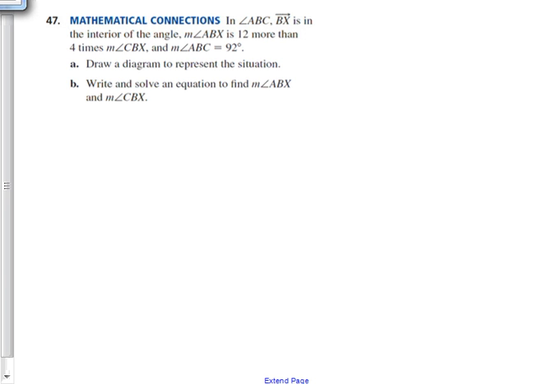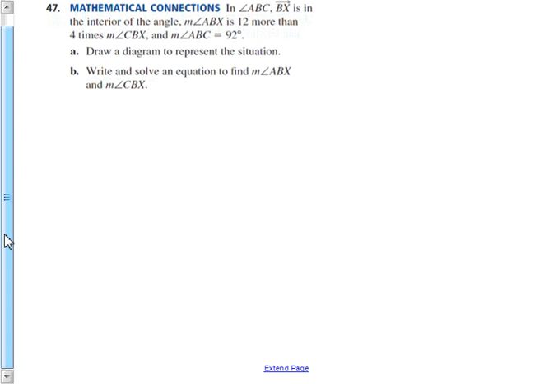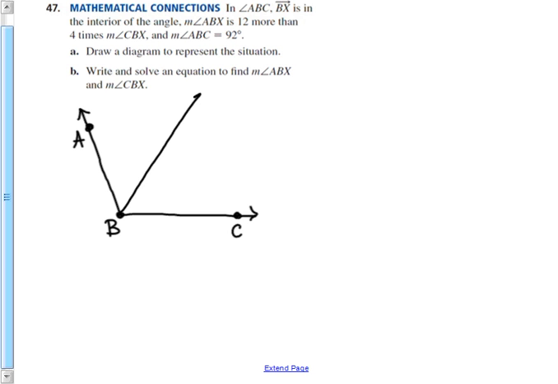If I know that angle ABC is 92 degrees, I'm going to make it look slightly bigger than a right angle. So I'm going to say that this is from here to here. This is my angle ABC. Just created it. A, B, C. All right, so that's 92 degrees. And then it says that BX is in the interior of the angle, so I'm just going to create some ray BX.